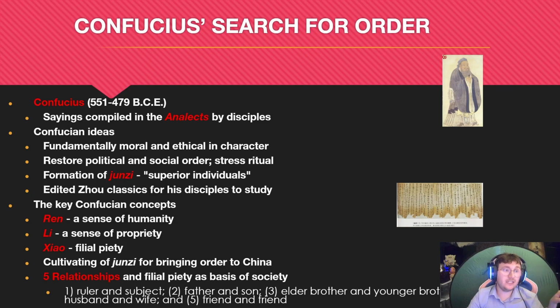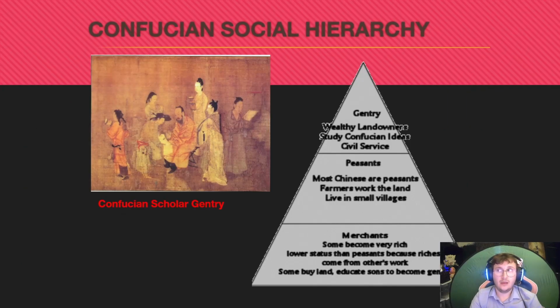Now, the basis of society is 5 relationships and taking care of your kids. Number 1 is the relationship between the ruler and subject. Number 2 is father and son. Number 3 is eldest brother to youngest brother. 4 is husband and wife. And 5 is friend to friend. And of course, making sure your kids are taken care of. Because without the kids, they can't go forward.